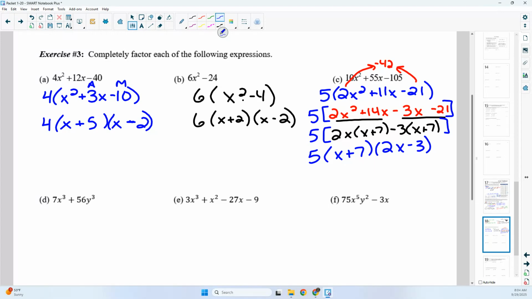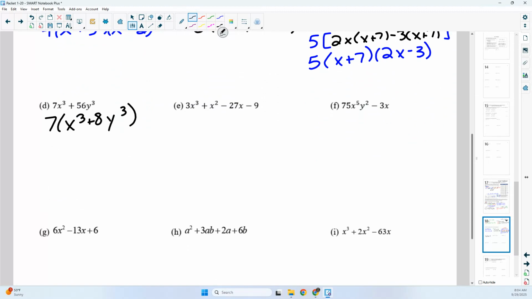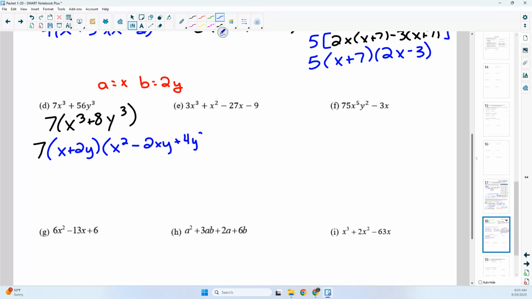Looking at our next one, we have 2 terms. We do have a GCF, so I can take out the 7, leaving me with x cubed plus 8y cubed. So this, we would apply our new formula that we learned in this lesson. That is the sum of perfect cubes. Our a value is an x and our b value is a 2y. 7 stays on the outside. And my formula says a plus b for the sum of perfect cubes, and then a squared minus ab, so we're going to write 2xy, and then b squared would be 4y squared.